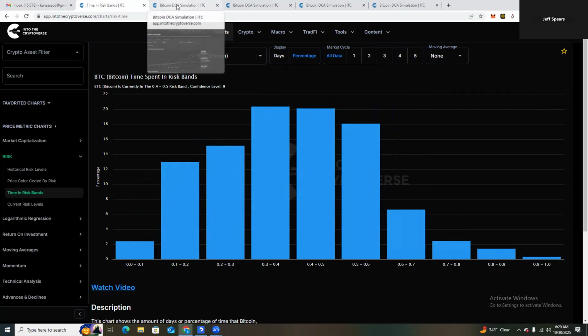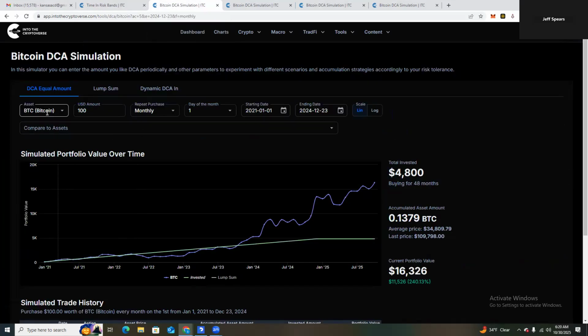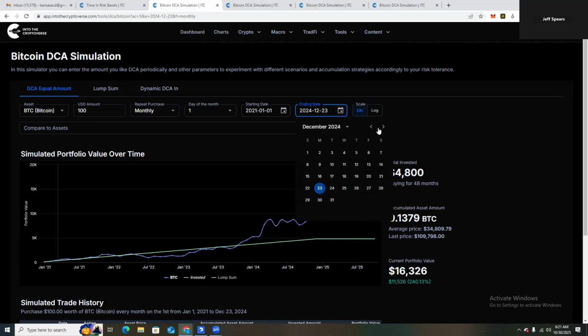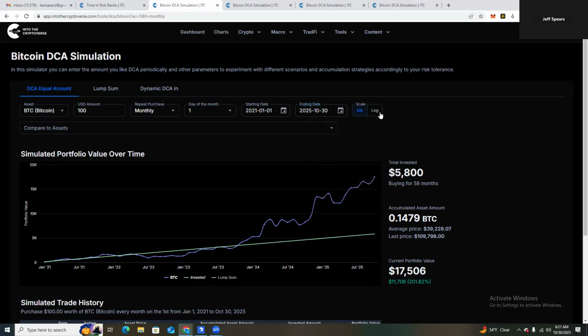So let's look at some simulations, right? Let's say you're buying Bitcoin, $100 monthly, on the first day of the month. We're going to go from 2021. Sorry, I put 2020, but you would have missed the COVID crash, but that's okay. So 5 years instead of 6, I apologize. And then the ending date would be 2025. Let's do it this year. So we'll have to change that date.